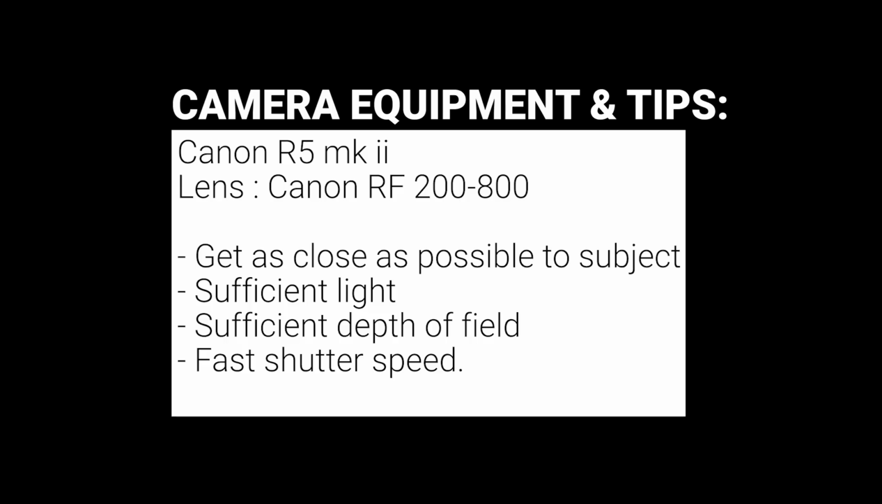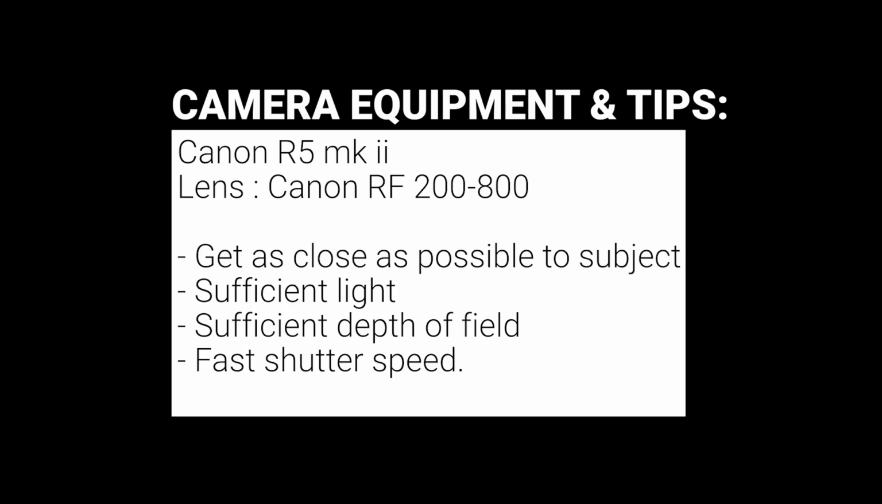Alright, equipment and tips used to capture these images on the Chobe. My camera body was a Canon R5 Mark II mirrorless camera, and I used a Canon RF 200 to 800mm zoom lens to try and get me as close as possible to the subject. That being said, always try and get as close as possible to your subject. Ensure that you have sufficient light, obviously not too late in the afternoon or too early in the morning. Also, you don't want the harsh midday sunlight.